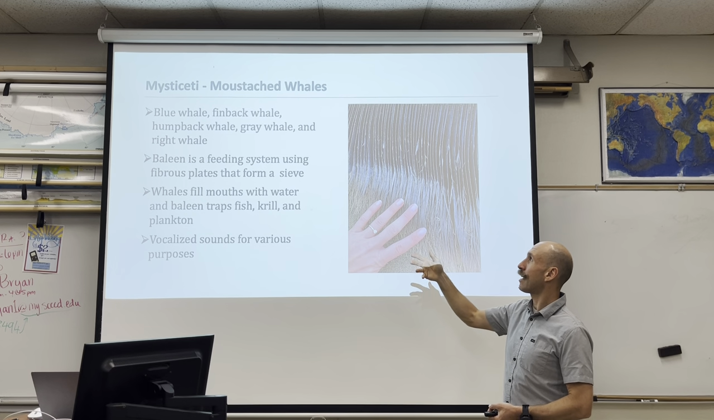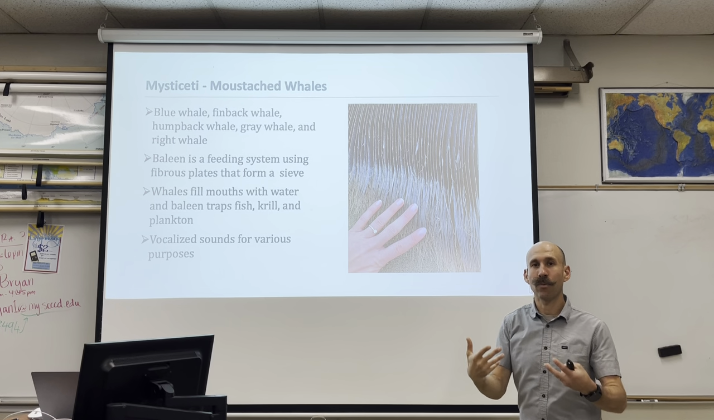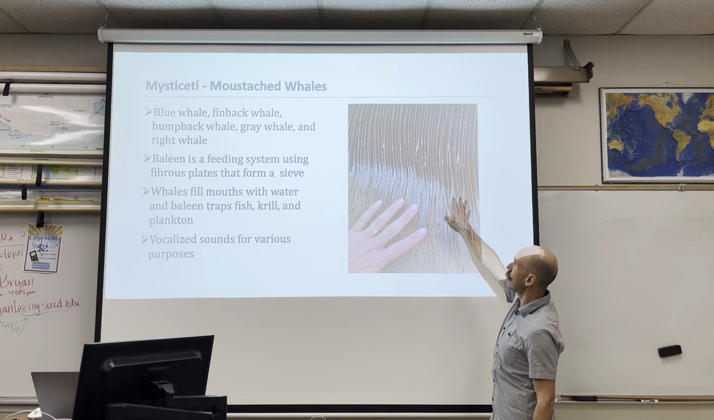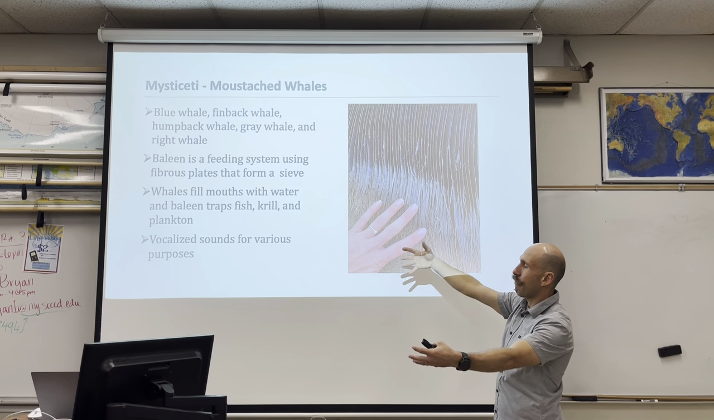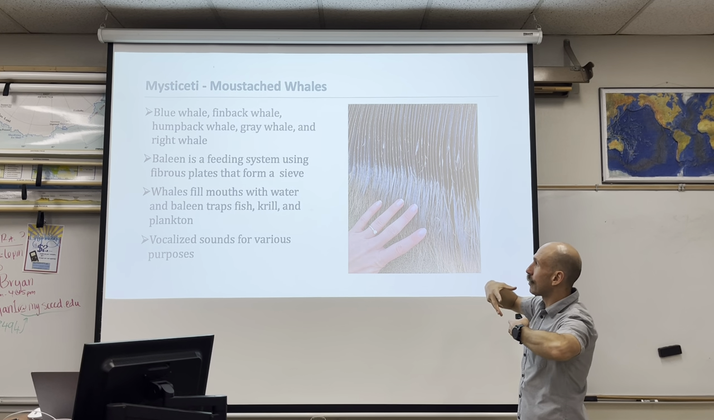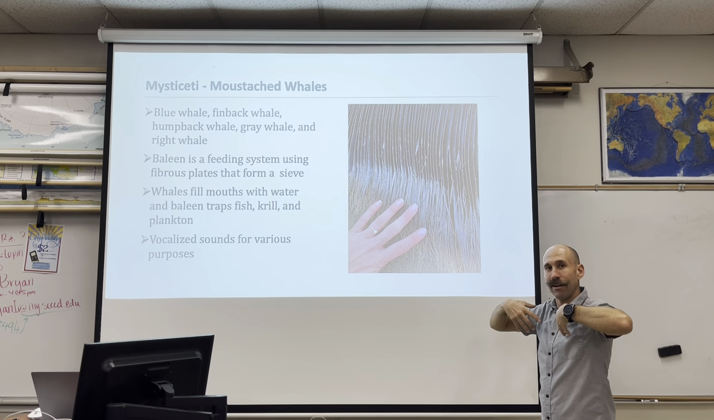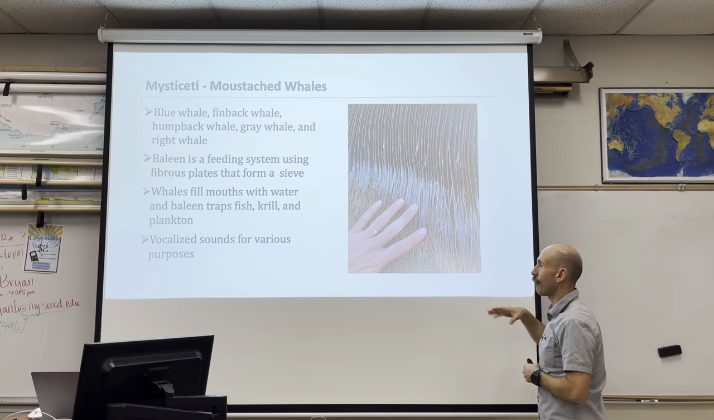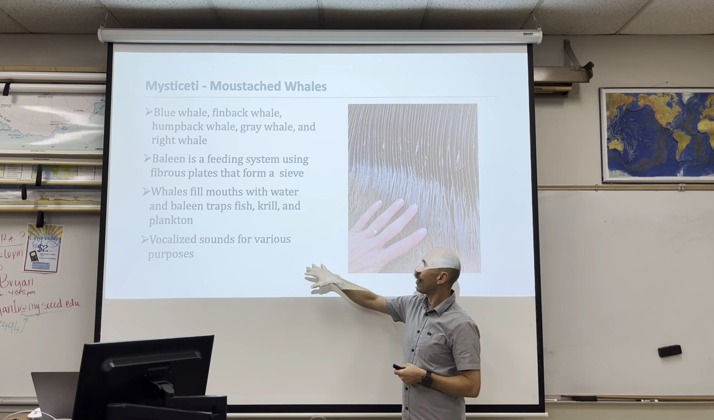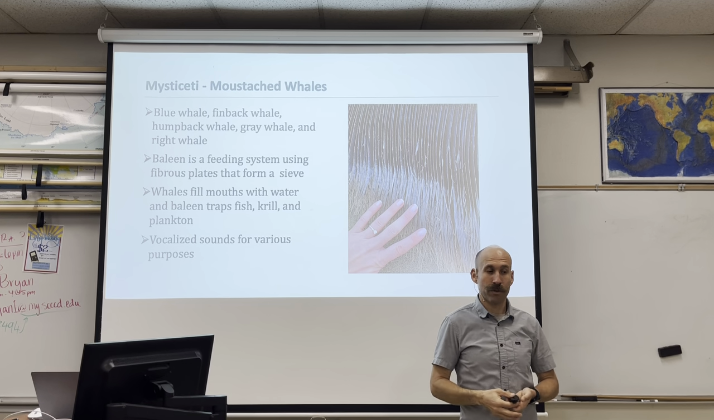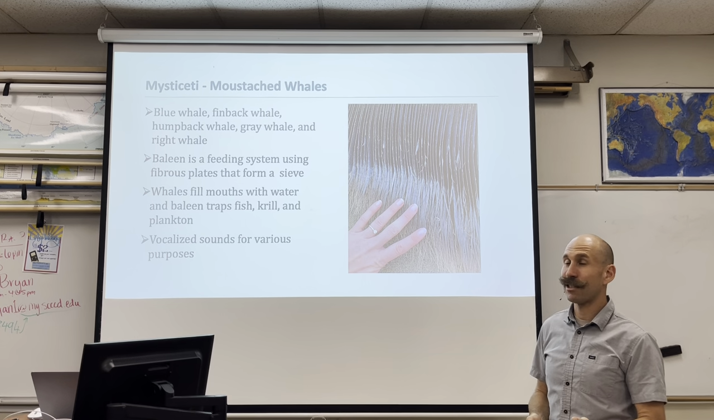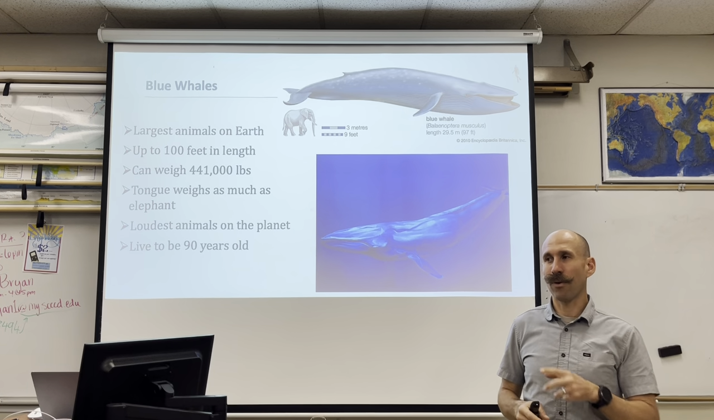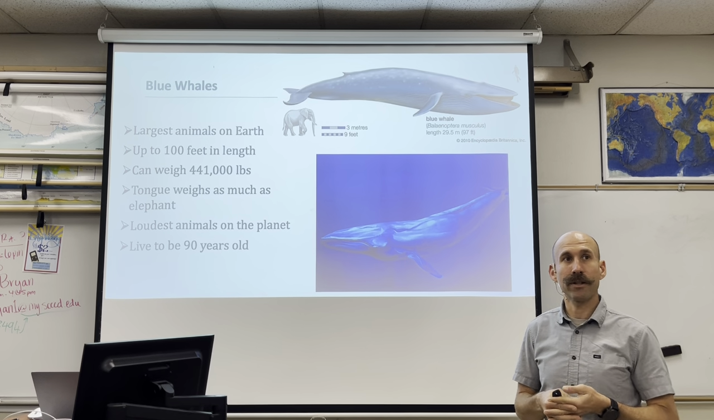And so the mysticeti or the mustached whales are baleen whales that are filter feeders. They have fibrous plates that make a sieve where their mouth fills with water that traps fish, krill, plankton, and lets the water back out so they can then digest all the food that they're eating. Remember, these are animals. They vocalize sounds for specific purposes, which we're still learning about currently, and it's pretty fantastic. So let's go through our various mustached whales, or baleen whales is another way that you will hear this term.